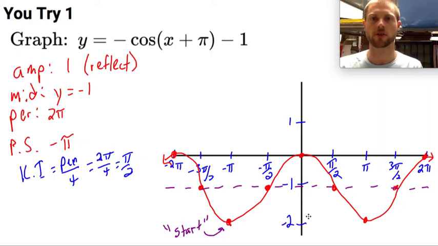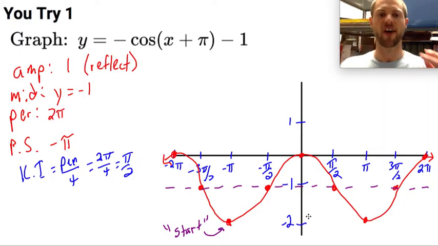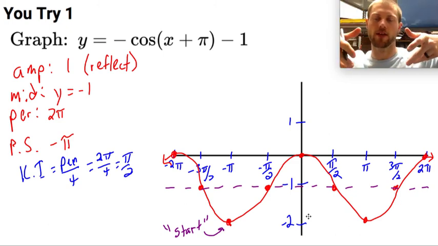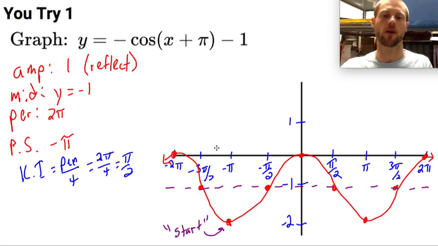Okay, so here's my answer. I had to graph this thing as the cosine graph shifted down, reflected, and then moved to the left. So I've identified all of these properties here. Hopefully you can make sense of my graph. I'm starting at negative pi. I'm starting at the minimum because of this reflection, and then I've moved this thing down with a midline of negative 1. So hopefully that one went all right for you.